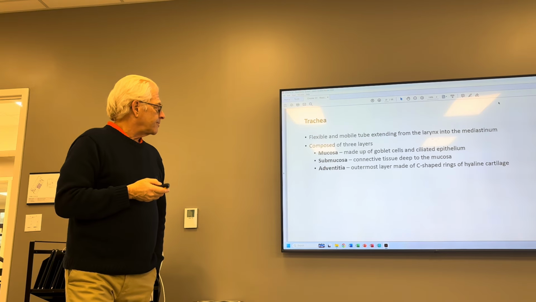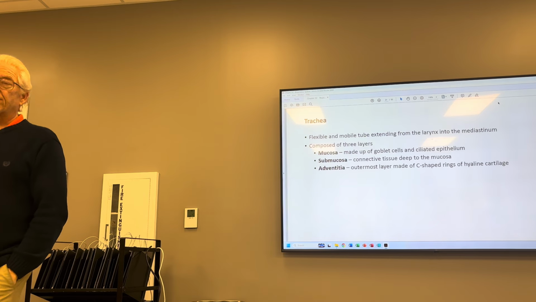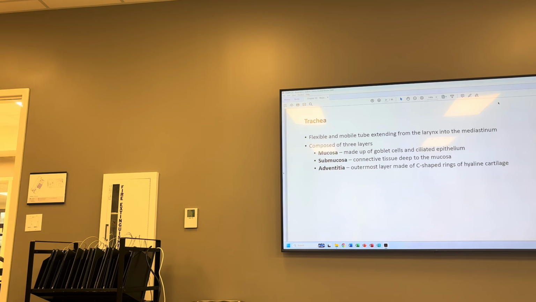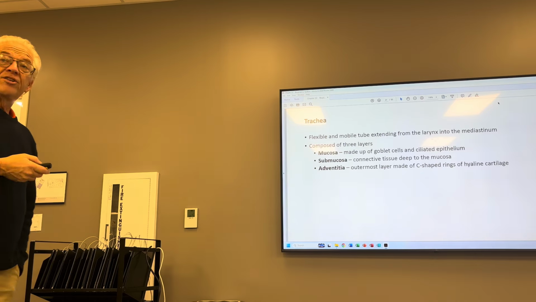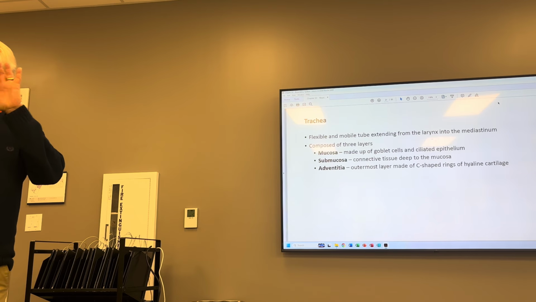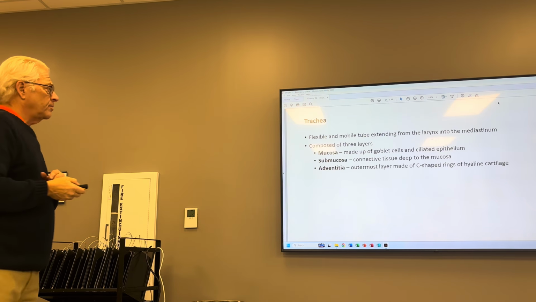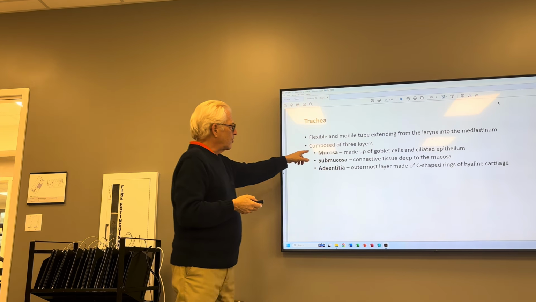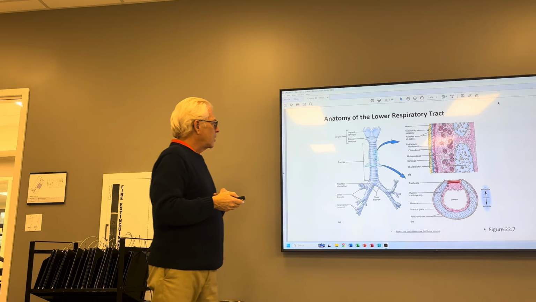All righty. Trachea, 3 layers. The mucosa on the inside. Adventitia, we've seen the word adventitia before. That's the outside for protection. And under the mucosa is the submucosa. All right.